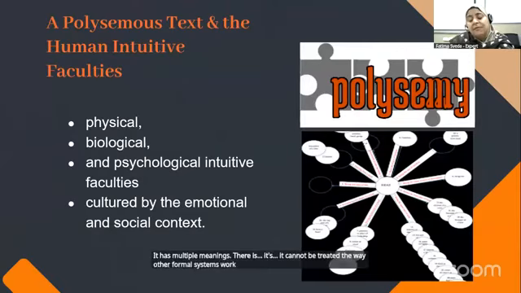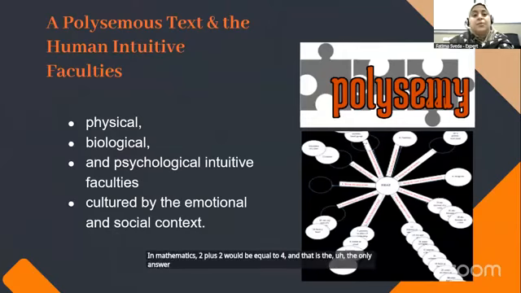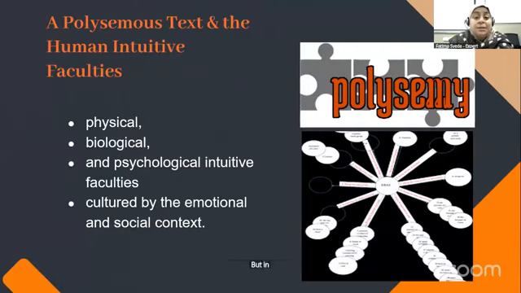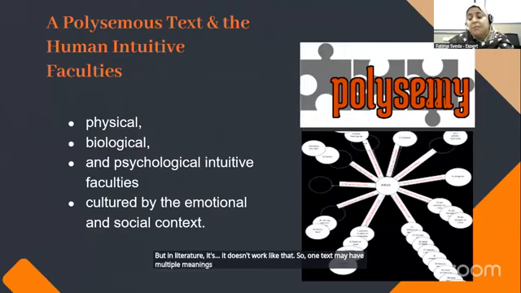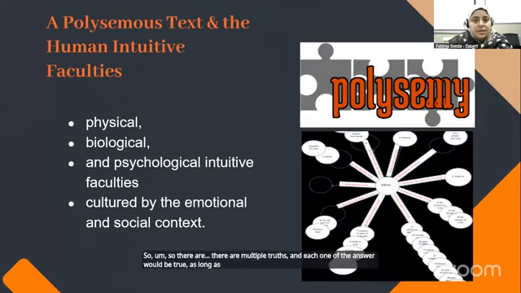Like, for example, if I give you one example of a formal system, mathematics. In mathematics, 2 plus 2 would be equal to 4, and that is the only answer that would be considered true. But in literature, it doesn't work like that. One text may have multiple meanings. And in the post-modernist world, we believe that the moment you think you've grasped the truth, it actually changes. So there are multiple truths, and each answer would be true as long as the text supports it.